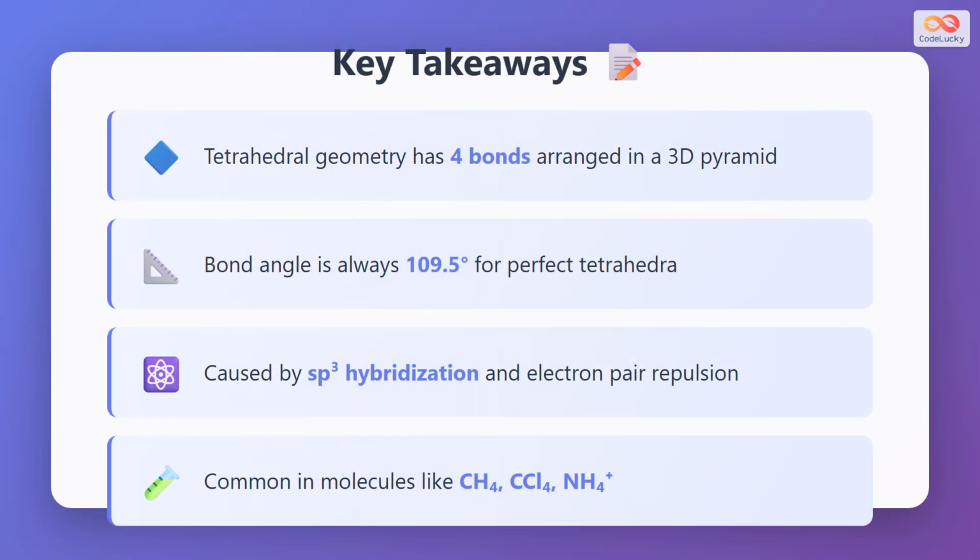Let's summarize the key points about tetrahedral geometry. First, it consists of four bonds arranged in a three-dimensional pyramid shape around a central atom. Second, the bond angle is always 109.5 degrees for perfect tetrahedral molecules. Third, this geometry results from sp3 hybridization and electron pair repulsion principles. Finally, many important molecules exhibit this geometry, including methane, carbon tetrachloride, and the ammonium ion. Understanding tetrahedral geometry is essential for predicting molecular shapes and chemical behavior.